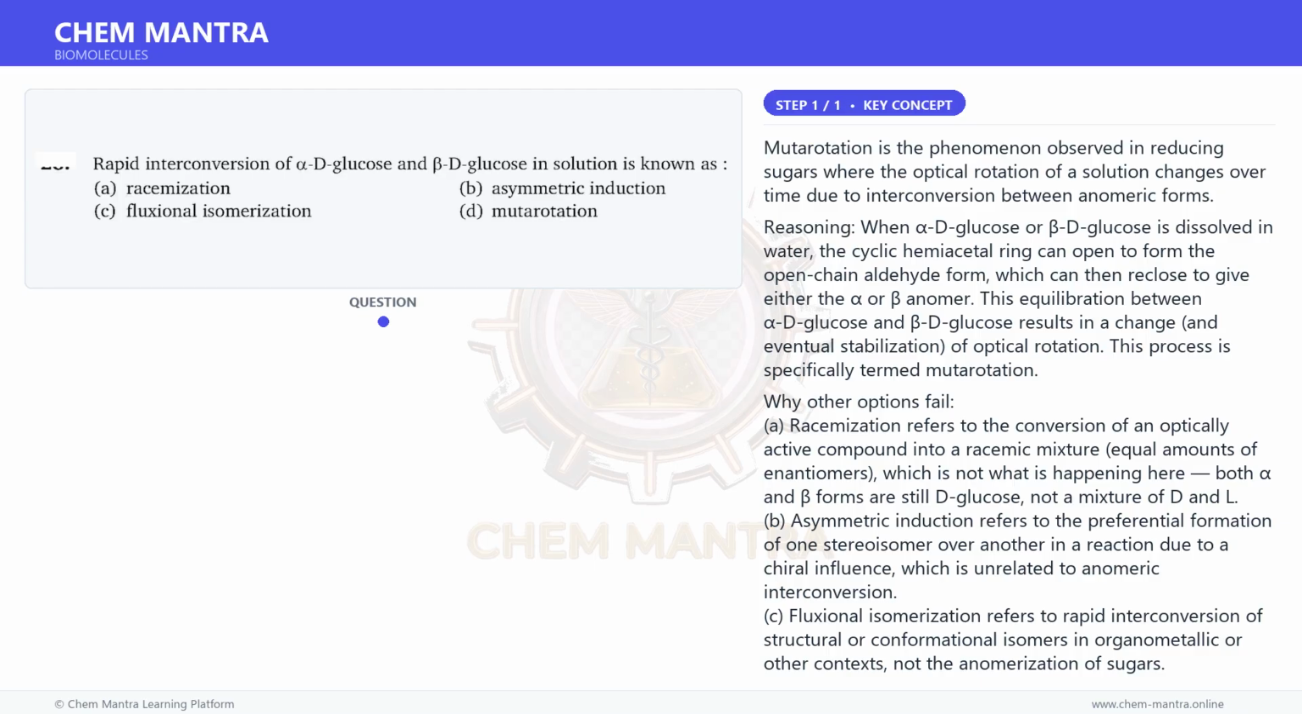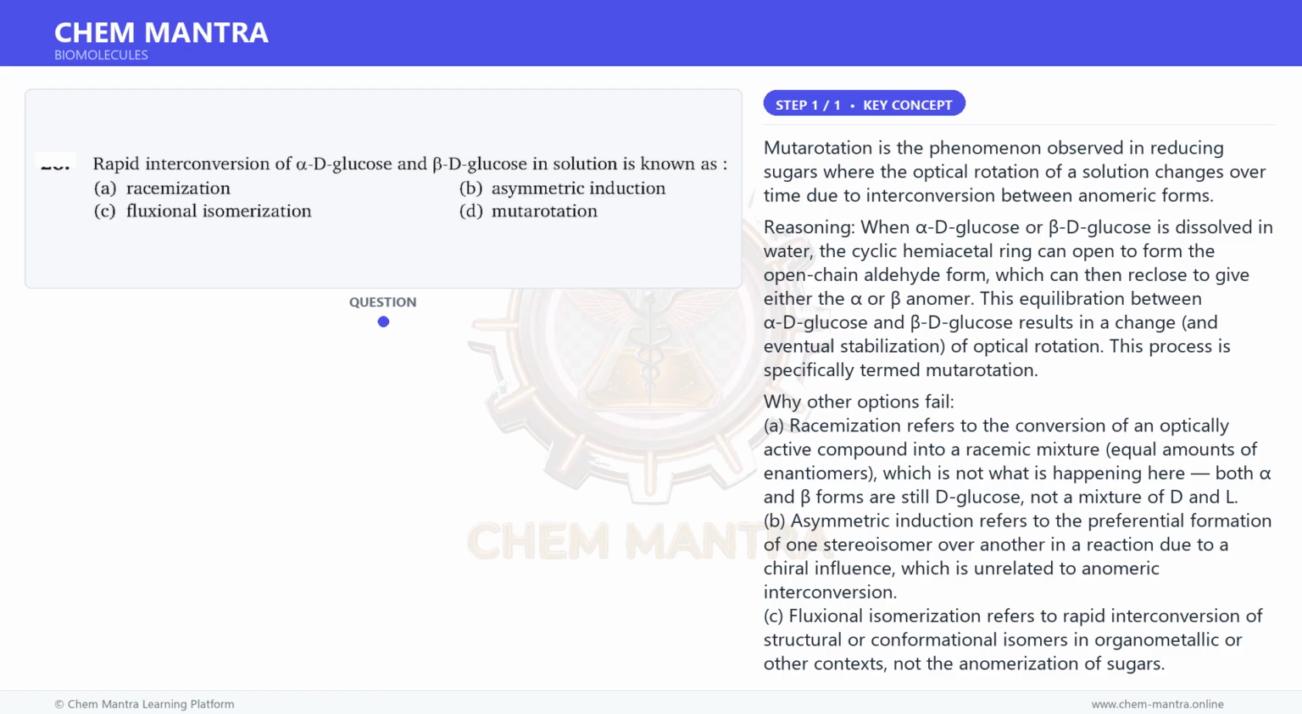Mutarotation is the phenomenon observed in reducing sugars where the optical rotation of a solution changes over time due to interconversion between anomeric forms. Reasoning: when alpha-D-glucose or beta-D-glucose is dissolved in water, the cyclic hemiacetal ring can open to form the open-chain aldehyde form, which can then reclose to give either the alpha or beta anomer.